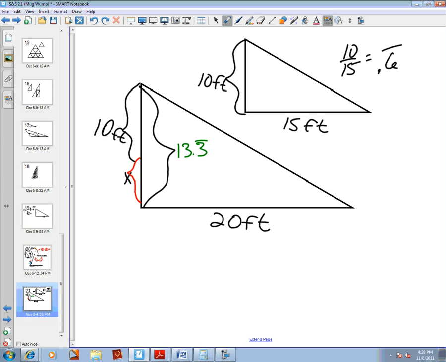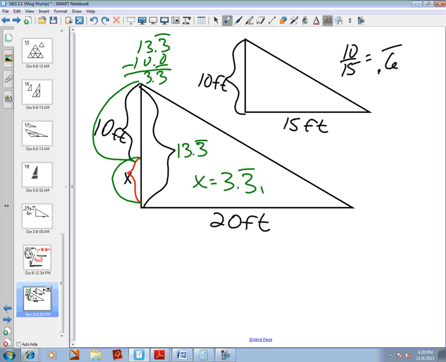But I don't want to know the whole side. I only want to know this much right here, the x. So what would you do? We know that this is 10. I don't want the 10. I just want that little leftover spot. So x equals 13.3 repeated minus 10, which equals 3.3 repeated feet. Don't forget the feet, or you won't get full credit. So this is a nested triangle type problem.